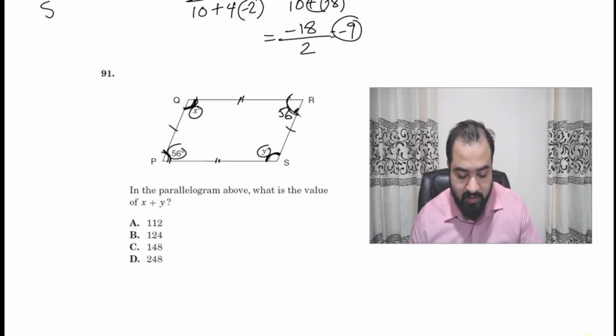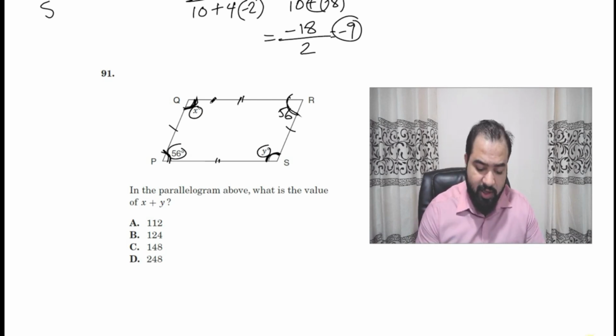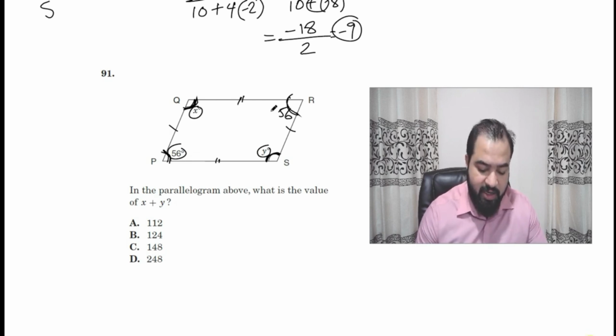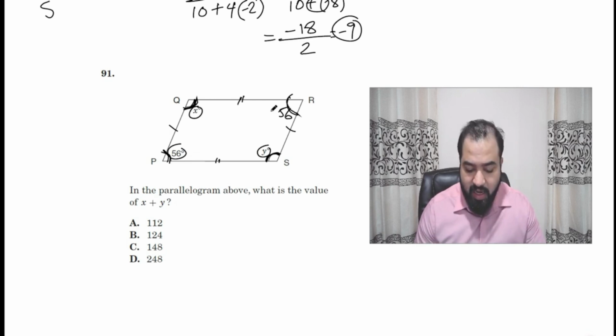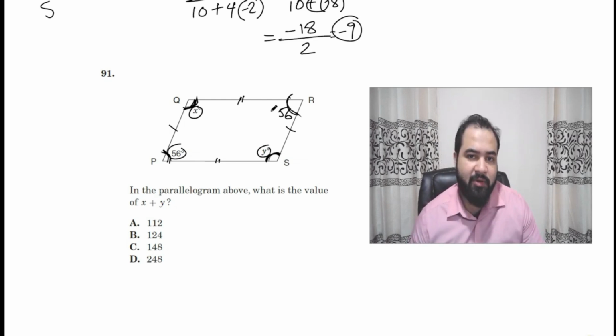Now it says in the parallelogram above, what is the value of x plus y? So what is this to add up to? Now remember, in a parallelogram the four angles add up to 360. Before I talked about three angles of a triangle adding up to 180. Then again we have pentagon, then hexagon. So what do the six angles add up to in a hexagon? It's very hard to remember.